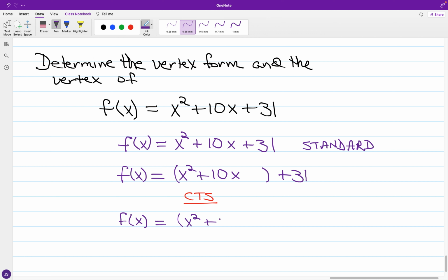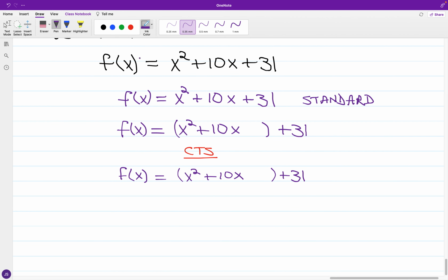So you have x squared plus 10x followed by the addition of 31. Now the first term in the parentheses is x squared. For the first order x term, the coefficient is a positive 10. Once again, we'll be taking half of the number and squaring. Half of 10 will make 5, and 5 squared is equal to 25.